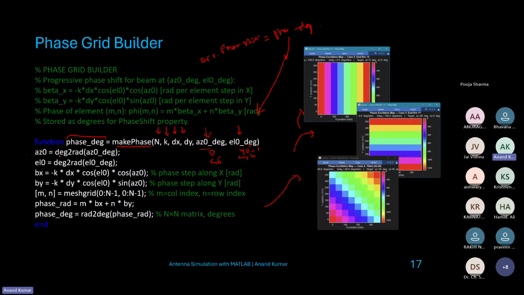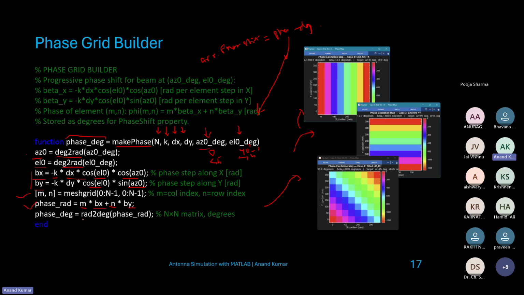First we convert that into radians, degree to radian, and store the radian values. Then we calculate the beta x and beta y values from the formula that we saw earlier: wave number times the spacing, times the cos of the elevation angle, cos of the azimuth angle. For beta y, it's cos of the elevation angle and sine of the azimuth angle. We get the beta x and beta y values, create the mesh grid, and multiply the m and n mesh grid values with beta x and beta y to get the phase in radians.